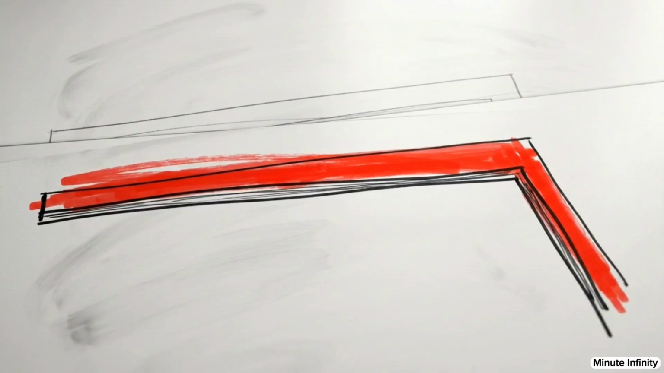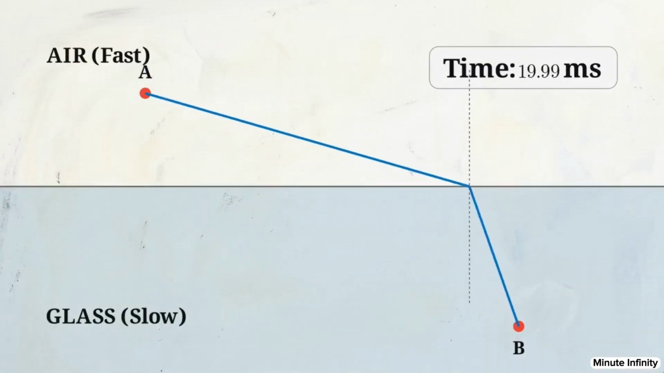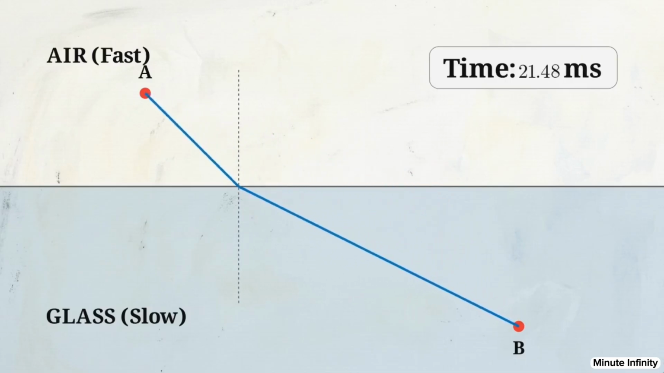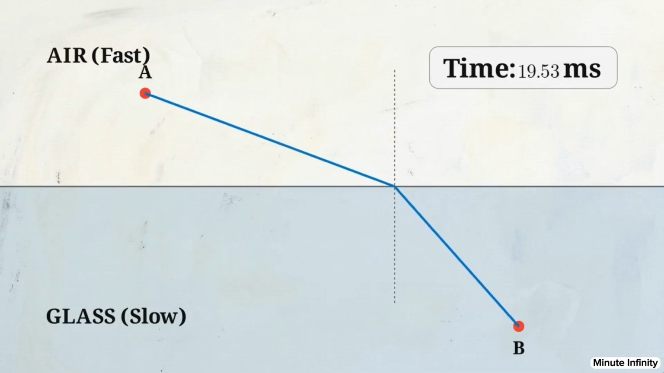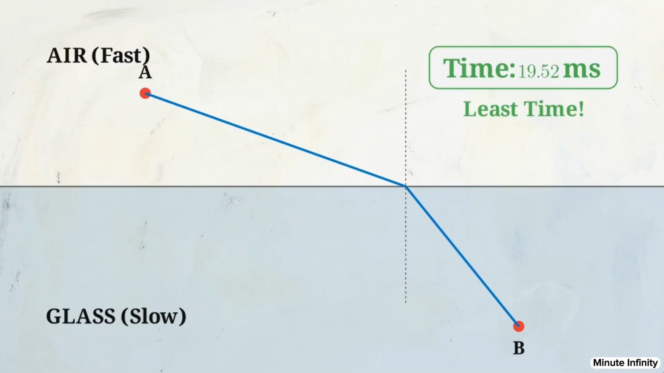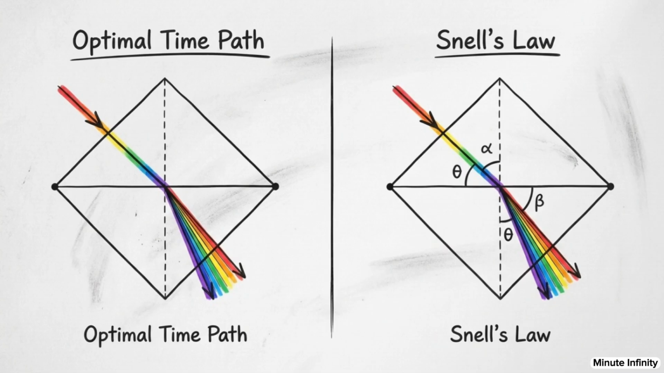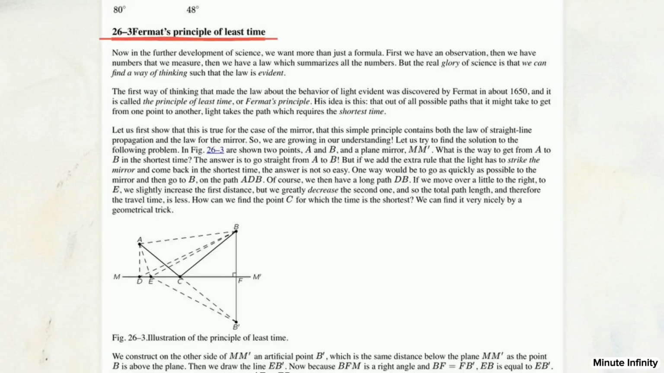This introduces a steep trade-off. Time in the glass is minimized, but distance in the air increases so much that the total time is worse. There is a singular, mathematically perfect point on the boundary that perfectly balances the extra distance in the air against the time saved in the glass. When we calculate the geometry of this exact optimal point, the resulting angle is mathematically identical to the angle predicted by Snell's law. This textbook page documents the formal geometric proof of least time.